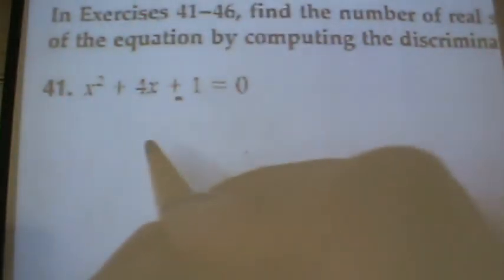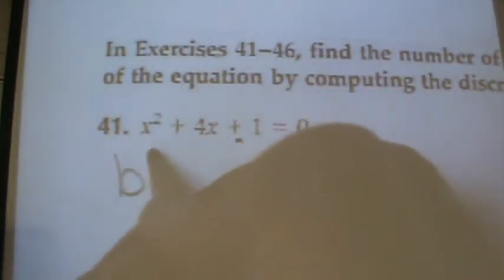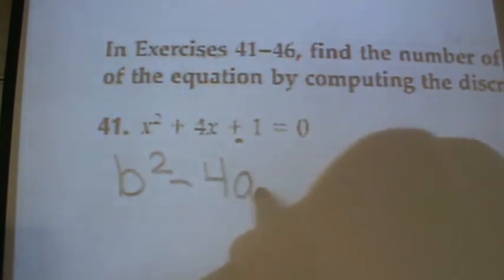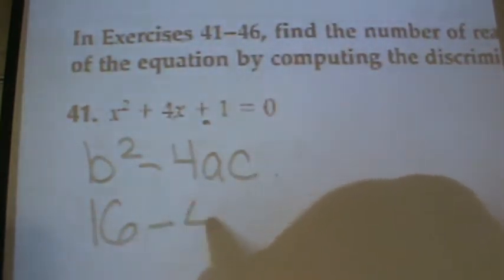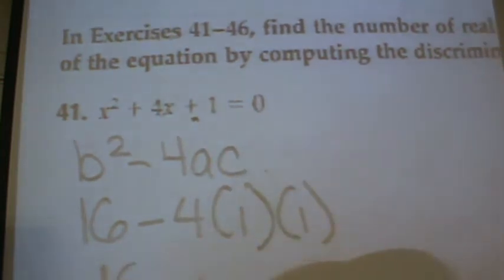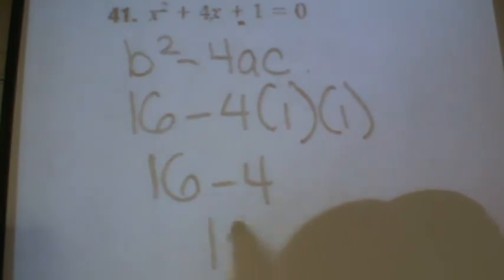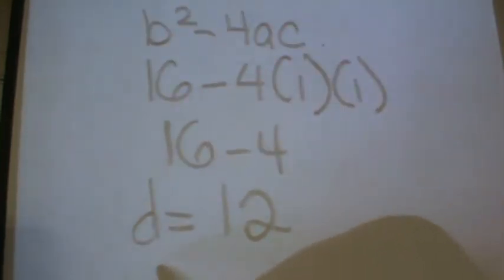These three want the discriminant. That's going to tell us the number of real solutions. The discriminant is b squared minus 4ac. Well, b is 4, so 4 squared is 16 minus 4 times 1, c is 1. So 16 minus 4 is 12. Since the discriminant is 12, it's positive, that means there's 2 real solutions.